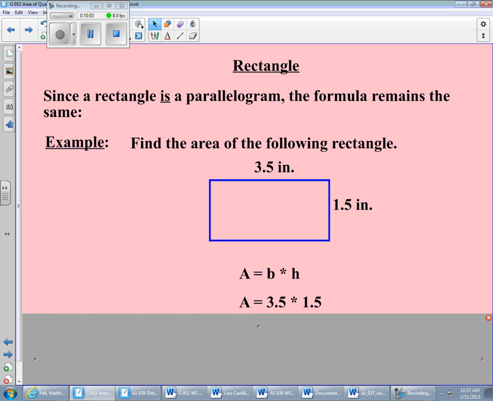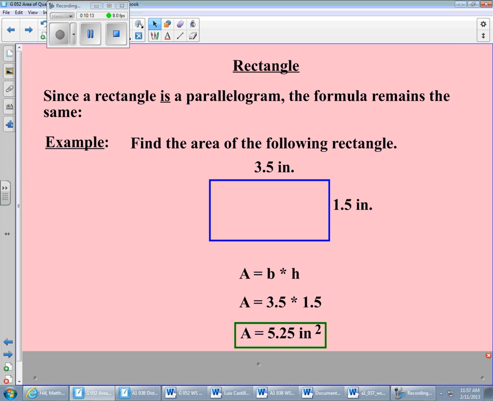Well, probably most people do not know off the top of their heads what 3.5 times 1.5 is. So we probably have to put pen to paper or maybe fingers to a calculator or whatever the case may be to find out that it's 5 and 1/4 square inches.